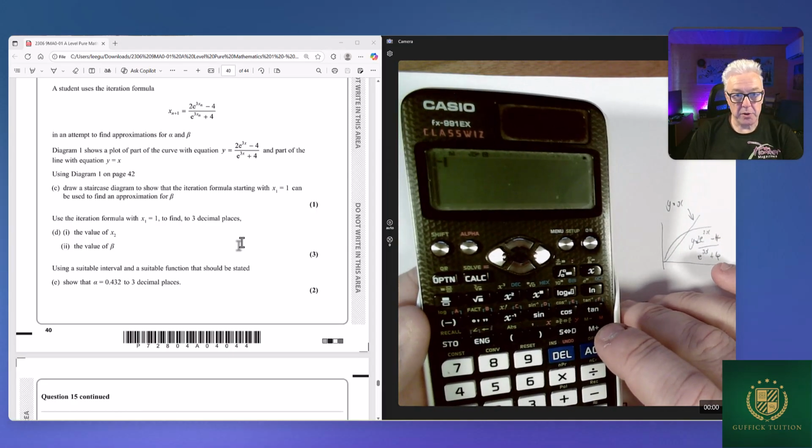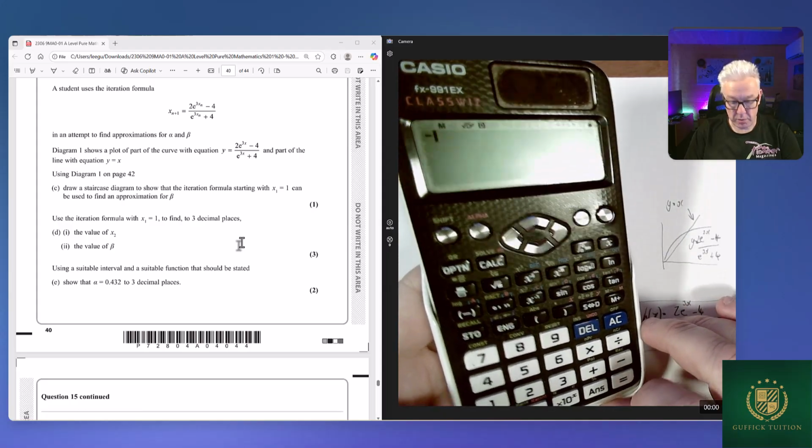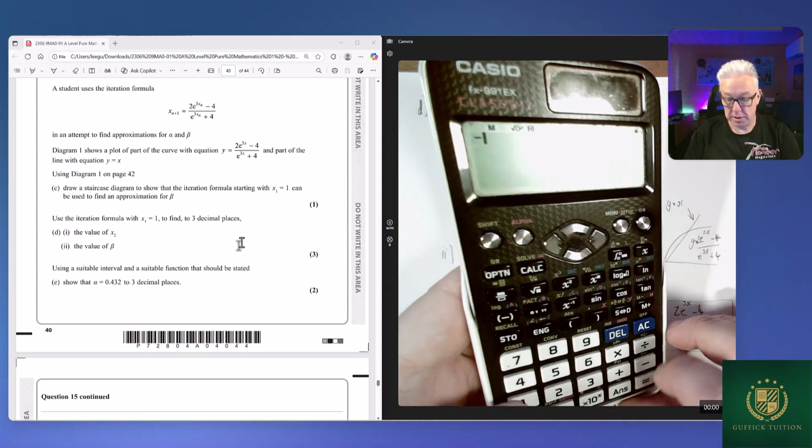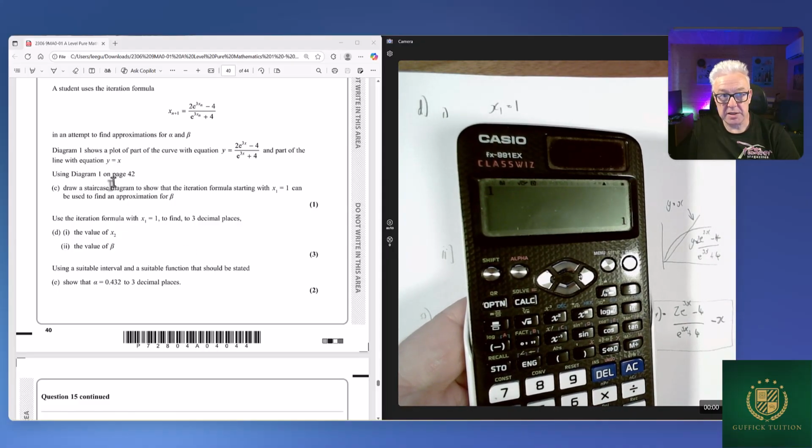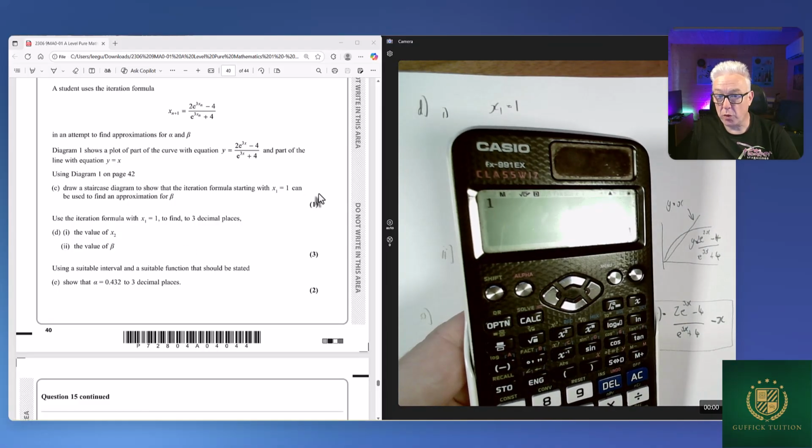Okay, so here's how we do it. We basically put in our 1 and we press equals. Okay, so let's go there. So 1. What we've done is we've programmed into the calculator x1 equals 1 there.